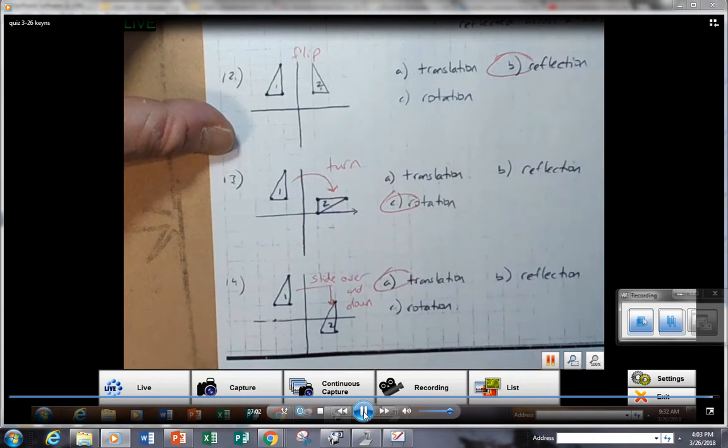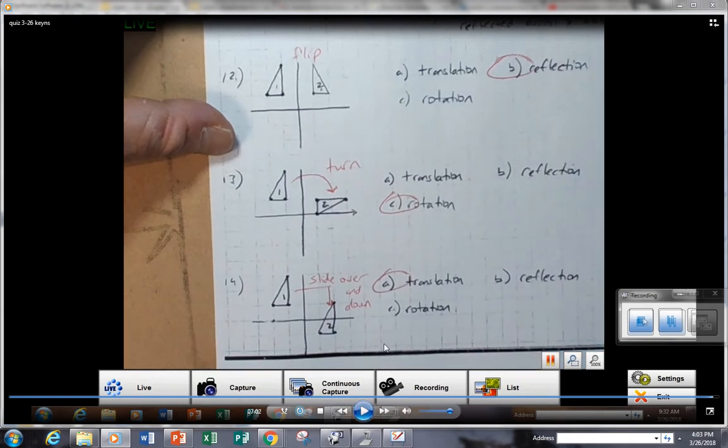These are the three main transformations: a reflection, rotation, and translation. Again, they're all different types of transformations, and then we added dilation to that too.